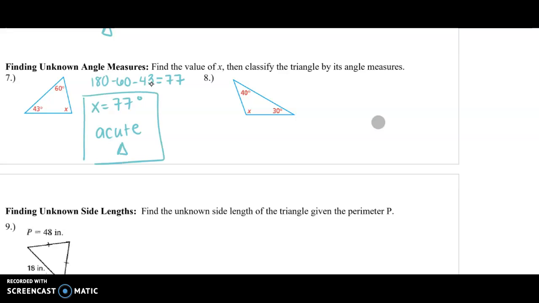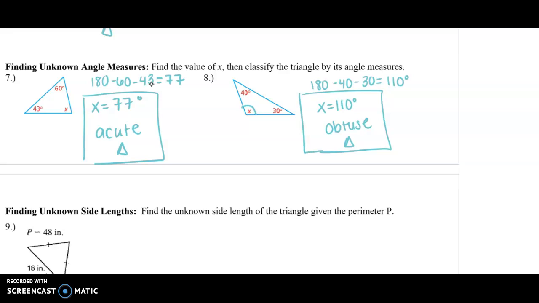In number 8, again, all three angles have to add up to 180. So 180 minus the 40 that we know, minus the 30 that we know, is going to leave us with 110 degrees. So x is equal to 110. That's an obtuse angle, so that means this is going to be an obtuse triangle. Okay?